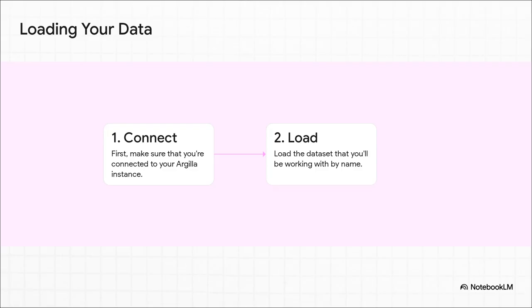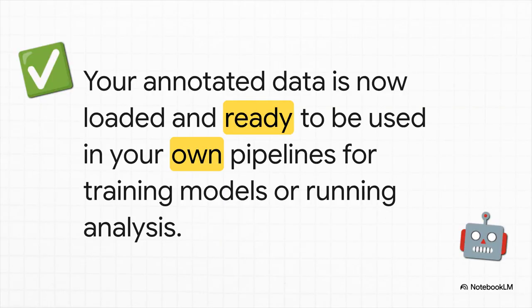First, you connect to your Argilla instance, where all your data lives. And second, you just load the specific dataset you want by calling its name. That's it. Seriously. And boom, just like that, your annotated data is loaded up and it's ready to be plugged right into your pipelines. And honestly, for a lot of you, this might be all you need. You could totally stop right here and start training your models or running your analysis. But if you want to take it a step further to really refine it and share it, we've got a couple more really powerful steps.